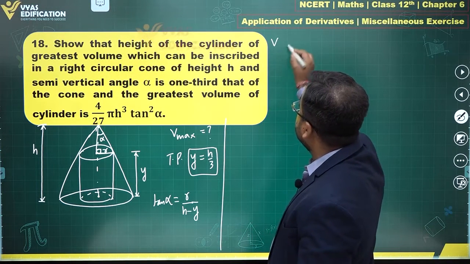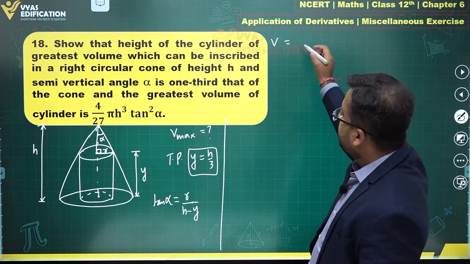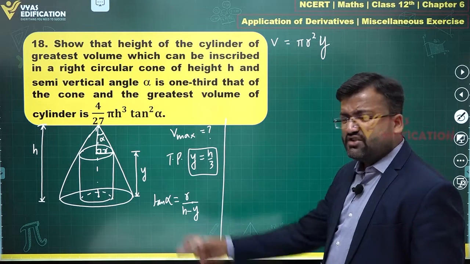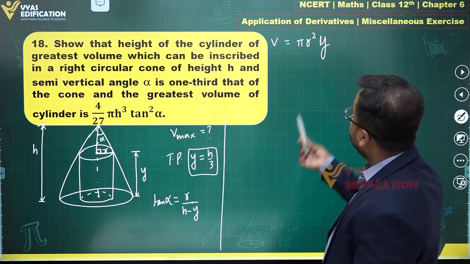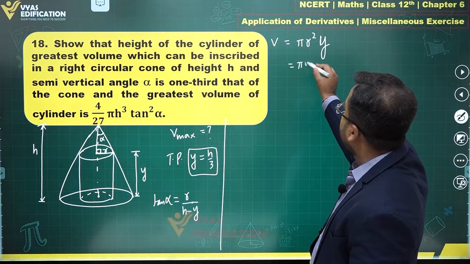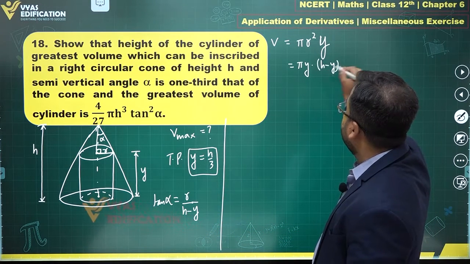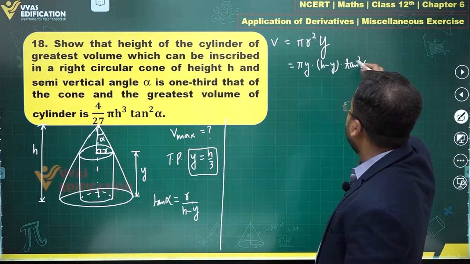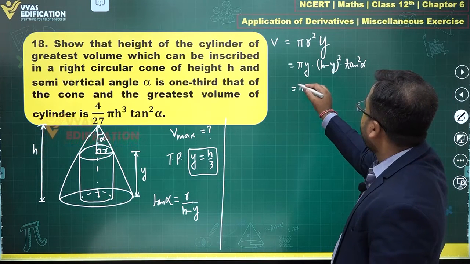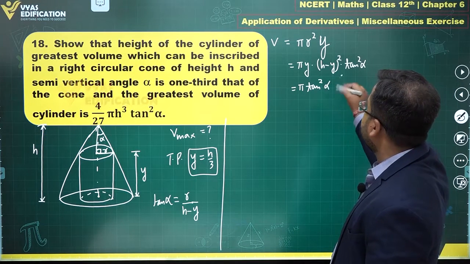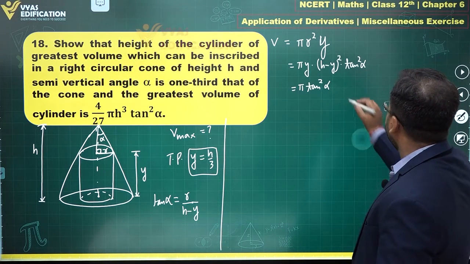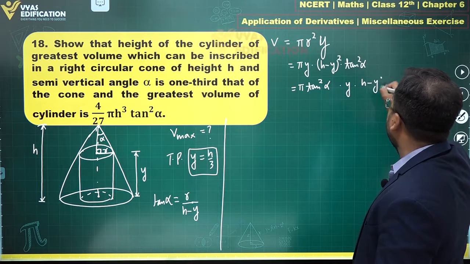What about the volume of the cylinder? Volume of the cylinder is equal to pi r square h. H is actually y over here, right? Let's observe that carefully. Once you're clear with this, you can replace r by h minus y tan alpha. This becomes pi y times h minus y tan alpha, and its square. Yes, r will be h minus y tan alpha. This is what you get. So pi tan square alpha will remain as it is, times y times h minus y and its square.